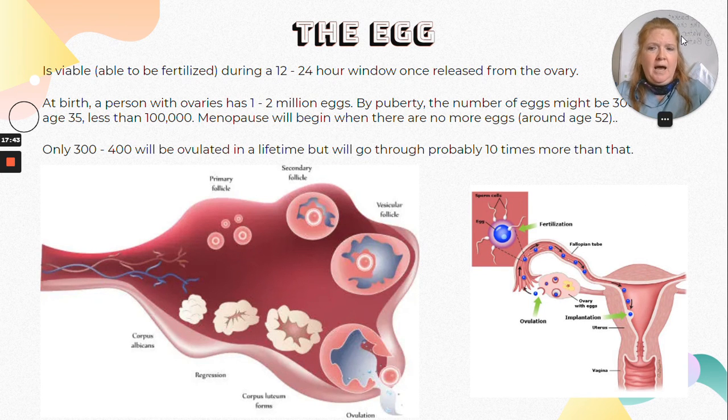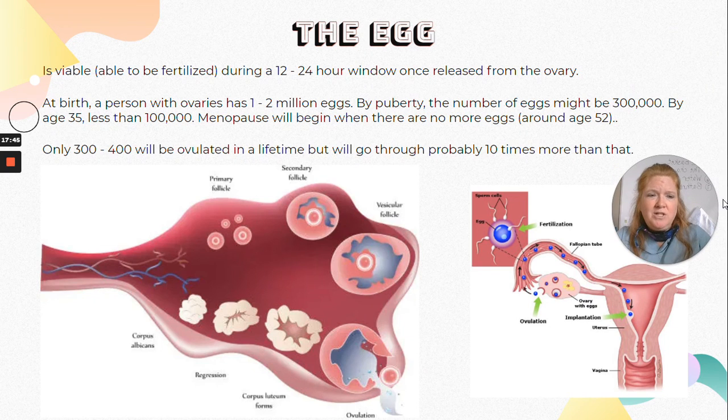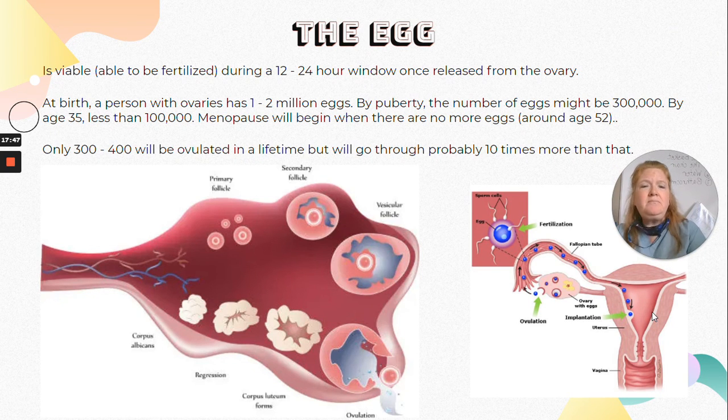At birth, a person with ovaries will have about 1 to 2 million eggs. By puberty, that might be around 300,000. By age 35, less than 100,000. Menopause will begin when there's no more eggs, usually around age 52. So only 300 to 400 eggs will actually be ovulated in a lifetime, but we probably go through about 10 times more than that because in the process, a whole bunch start to mature and the best one is chosen to be released.